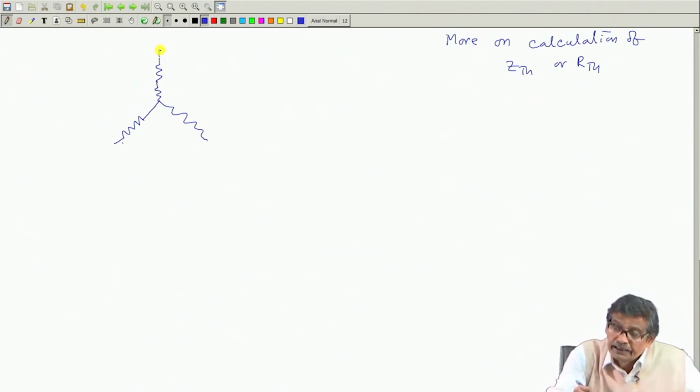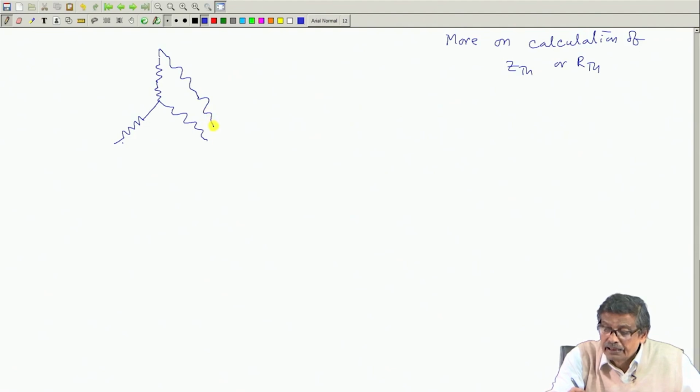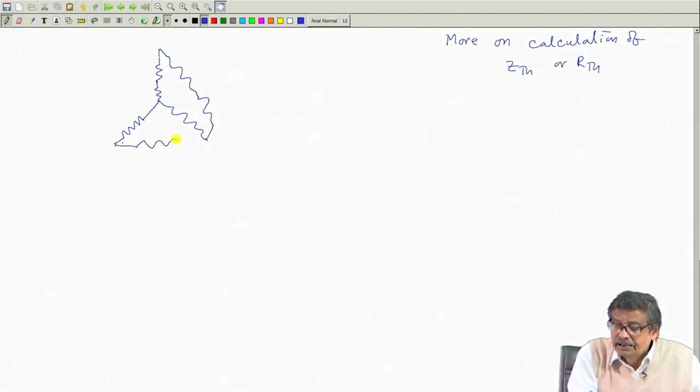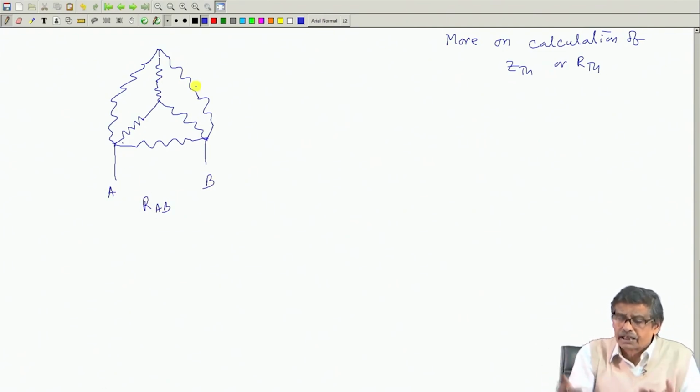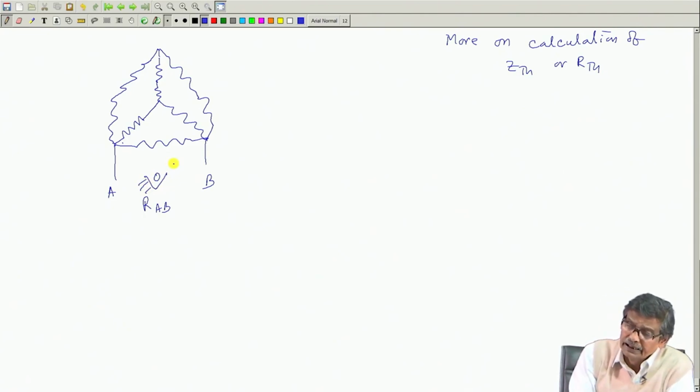For example, while calculating R Thevenin's, if I ask you to calculate R AB here, why have I done this? Because in some circuits, I found that to calculate R Thevenin's between some 2 points, the circuit looks like this. Then how do we find the R Thevenin's, that is, R equivalent looking from this end? You see, it is very difficult.